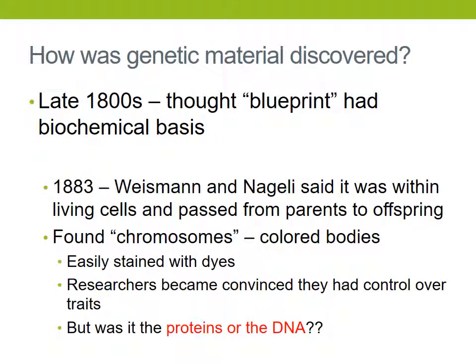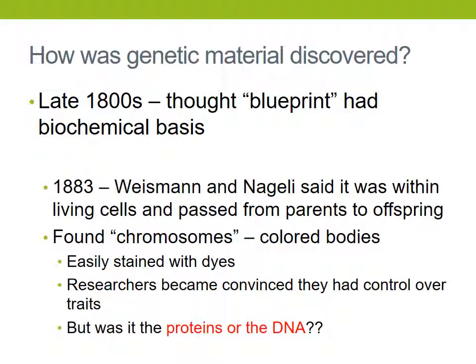So again, the question was, how was the genetic material discovered? Various scientists contributed to this. Early scientists in the 1800s, Weismann and Nageli, said it was within living cells, the genetic material, it has to be passed on. So they knew it's something that had to go from parent cells to daughter cells.